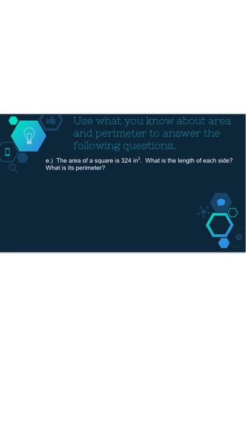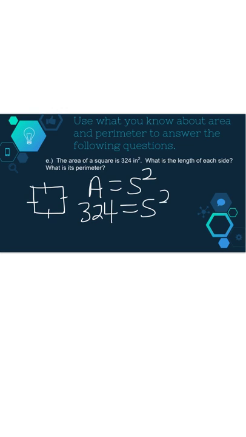Letter E, the area of a square is 324 inches squared. What is the length of each side, and what is its perimeter? So first draw it. It's a square that will have all even sides and 90-degree angles. We know that area of a square is S squared, or the side squared, or a side times another side. So if area is 324, and the side squared equals that, you'll need to find a number times itself that equals 324.